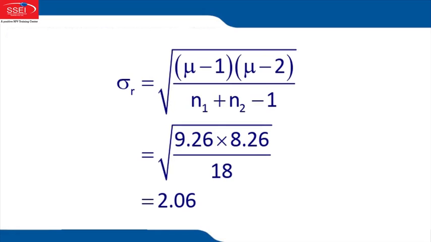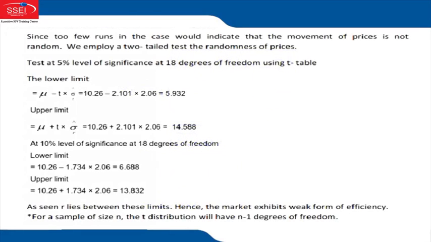So we have the mean, we have the SD, and we have the runs. Runs was what? 8. So we'll have to convert the 8 into a T statistic. We can do it in two ways. One is (R minus mu) divided by standard deviation, or we can do it via the interval method. Let's see by which method they have done. They have done it by the interval method, that is mu minus T into standard deviation, mu plus T into standard deviation. So they got 5.932 and 14.588.